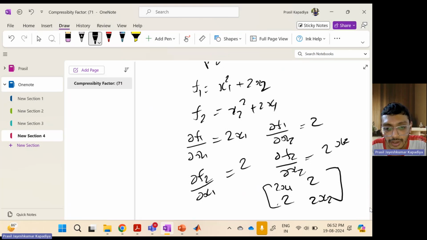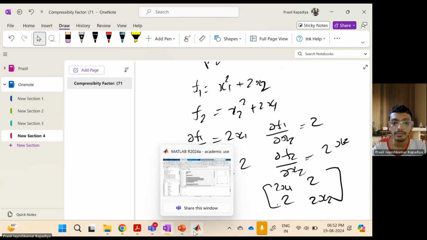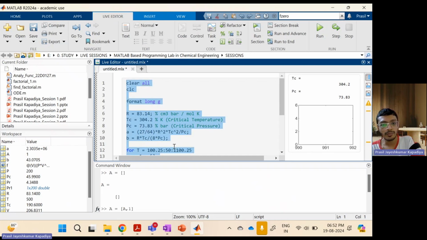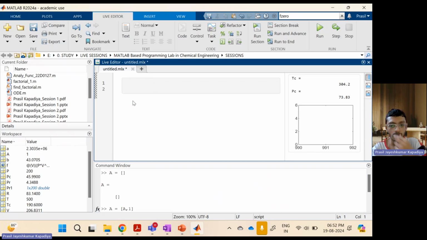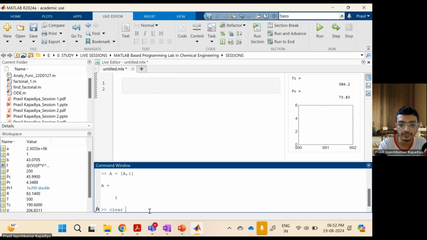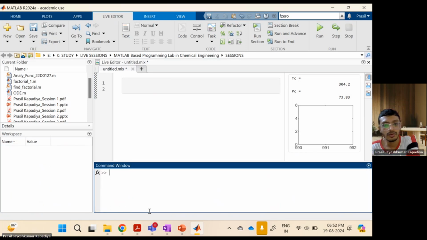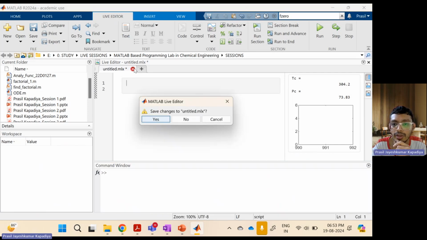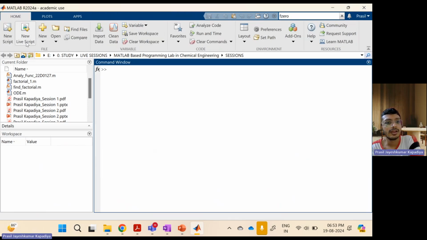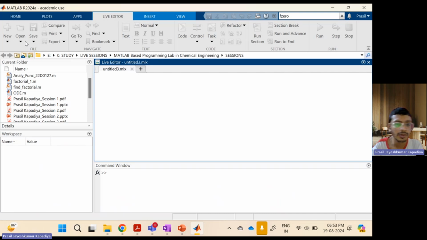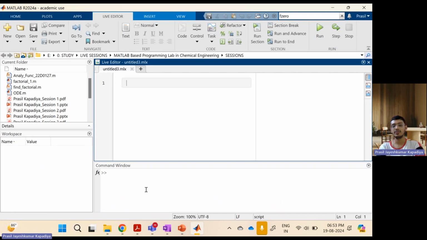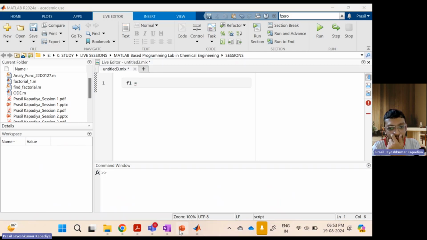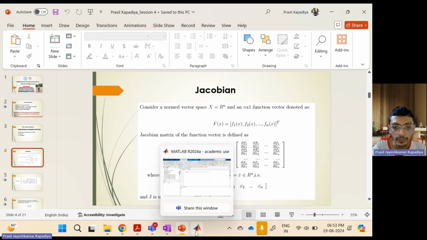So how can we solve this Jacobian matrix in MATLAB? I'm not saving this because I don't need it. Okay, let's first do clear all and clc. This is not going, so I will just close it and open a new script. Yeah, it is working. Let's say I want to find my Jacobian at some particular value.